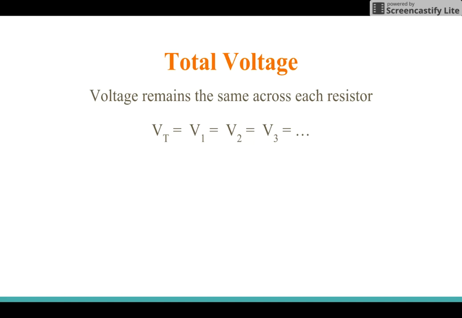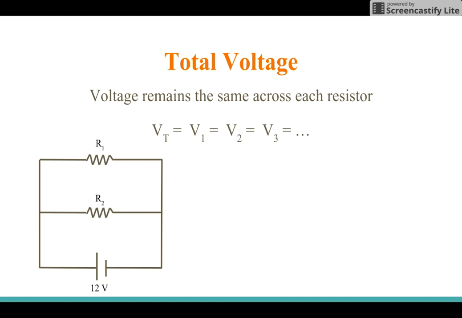So now let's take a look at the total voltage for a parallel circuit. In a parallel circuit, the voltage remains the same across each of the resistors. This means that the total voltage of the circuit is the same as the voltage across each of the resistors connected in parallel. So V total is equal to V1, V2, V3, and so on.